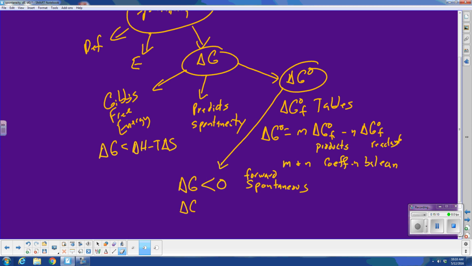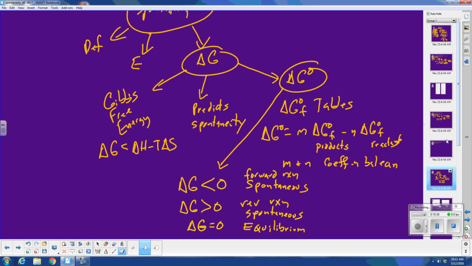If delta G is positive, then the reverse reaction is spontaneous. And when my delta G is equal to 0, then guess what? We're at equilibrium. Good. That's what you need to know for my delta G. I think that's all we need to know to do our question here.